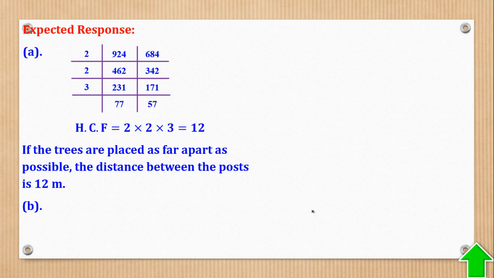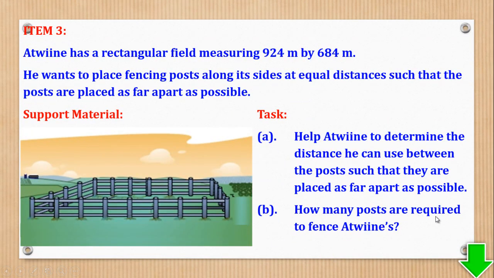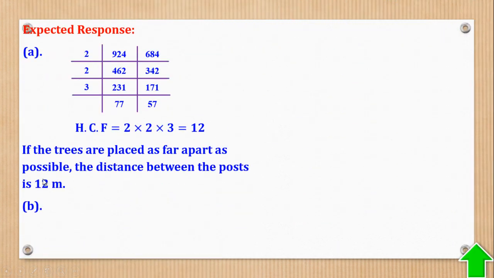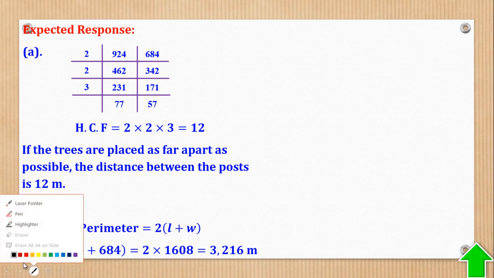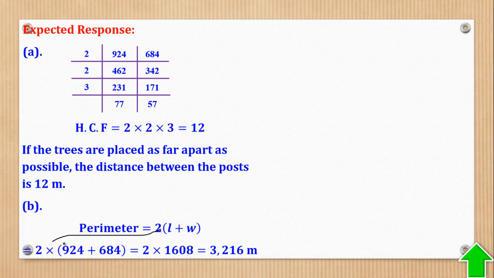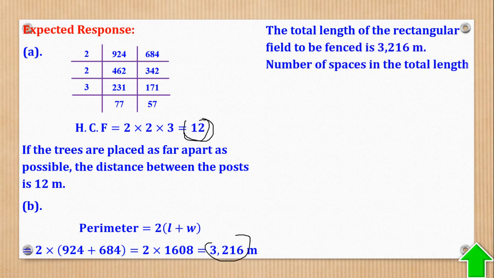Then for part B, they said how many posts are required to fence the field. So one shall need the perimeter. Perimeter is 2 in brackets length plus width, to give you this. And they say the space between each 2 posts is 12. So I'm going to divide this total length by 12 to get the total number of spaces.